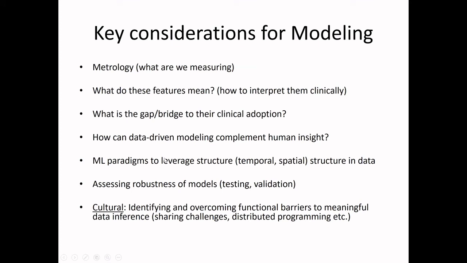Finally, I think you'll also hear this from the other speakers, but there are beautiful paradigms out there that leverage structure in the data, right? Images have spatial structure. Time series data have temporal structure, and there's continuity in the data that can be leveraged to build more robust algorithms.